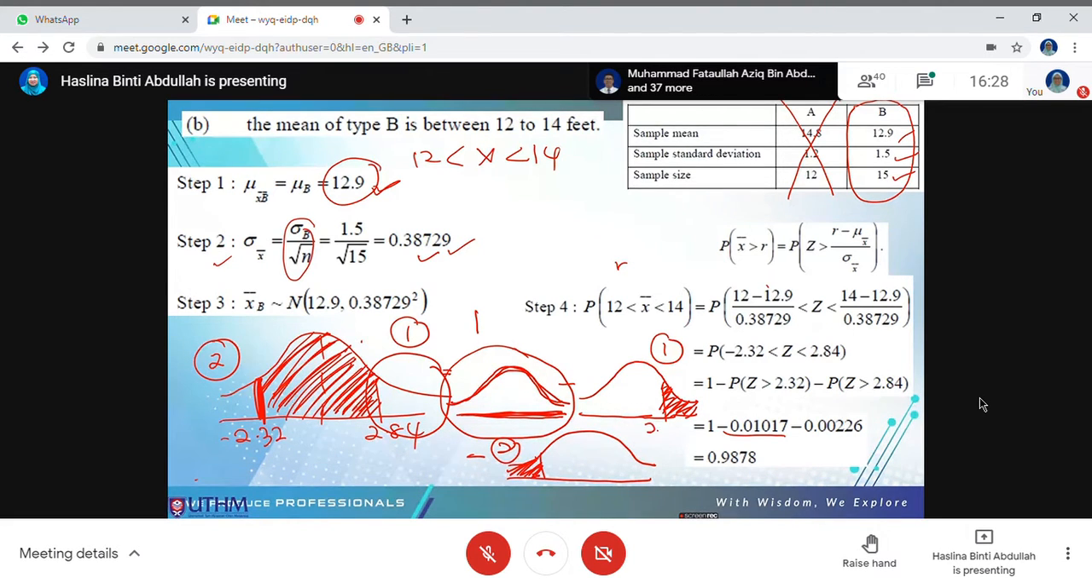So for 2.84, if you refer to the Z table, the value is 0.00226. Can you refer to the Z table? Did you find the value of 0.00226? Wait, doctor, I'm searching. Still searching. Who else? For 2.84, the probability is equal to 0.00226. Yes. So this value is 0.00226. What is the probability for 2.32? Doctor.